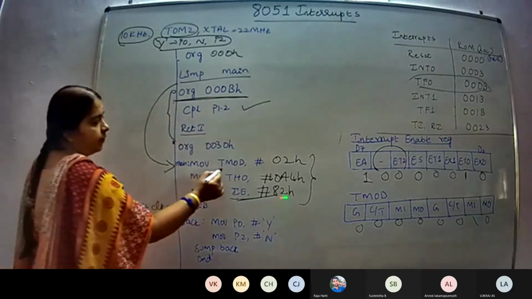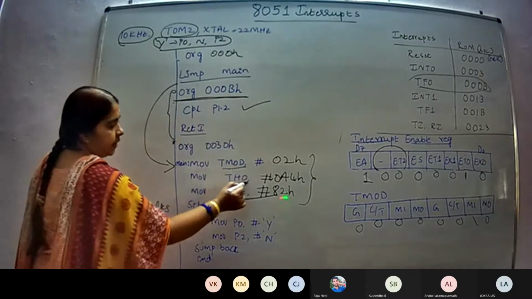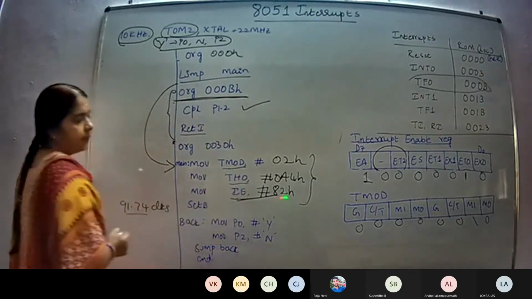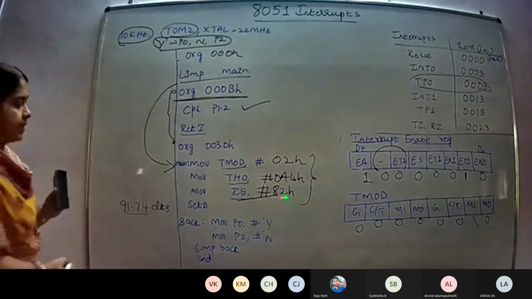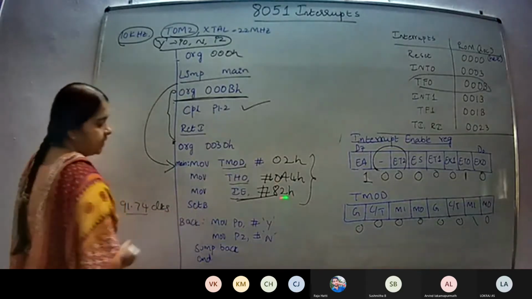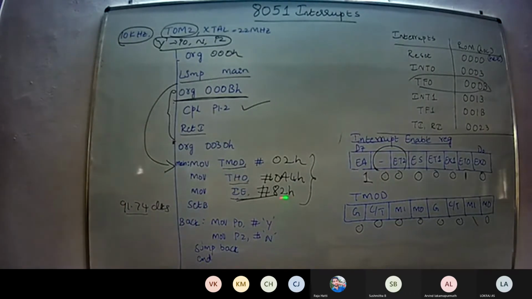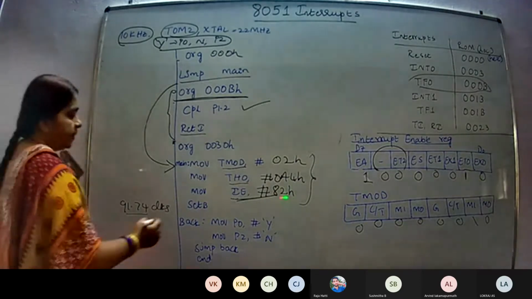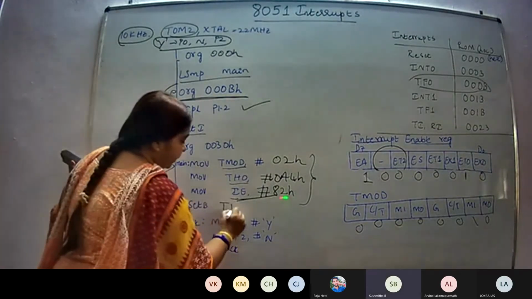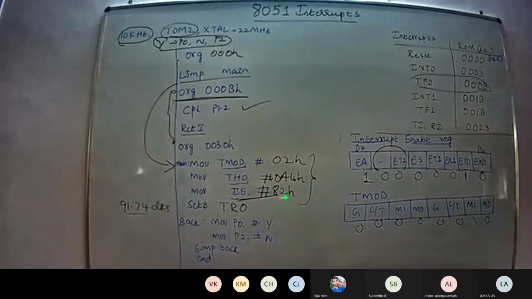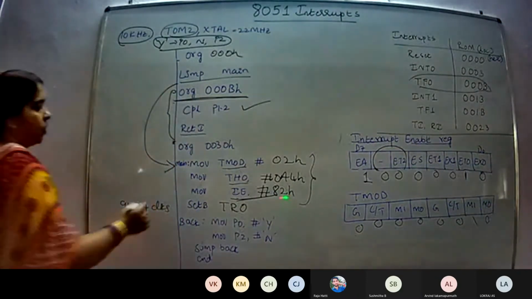In the main program, we have loaded the TMOD register, TH, that is the timer 0 register, and the interrupt enable register. Next what we have to write here is set bit. Which bit should be set now? Which timer should be set? Which timer is it? It is timer 0. So set bit 0. Good. This much is finished.